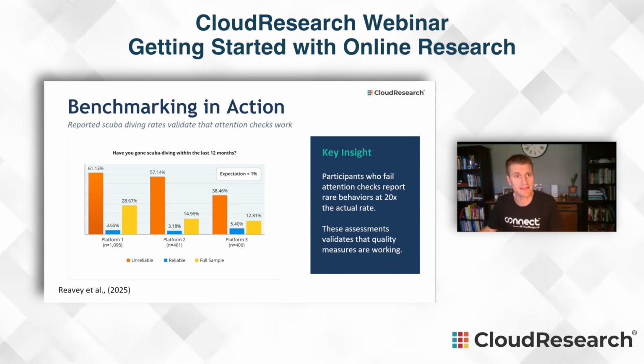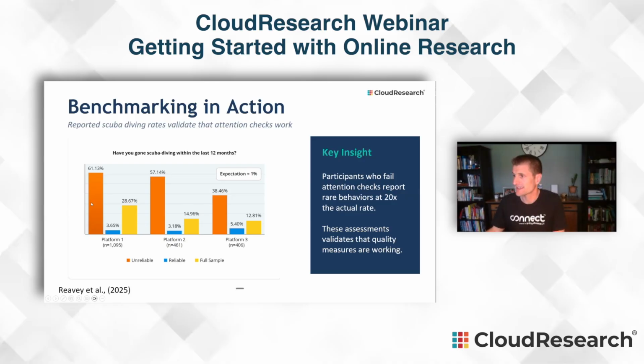And then this is just a quick illustration of that benchmarking principle that I was talking about. You can see here in this figure, we have 3 different platforms that we collected data from. Participants are marked as either unreliable or reliable based on whether or not they passed our yay-saying or attention check questions. So if people failed more than one of those yay-saying questions, they go into the unreliable group. If they pass them all or failed just one, they're in the reliable group. And you can see here the outcome that we're looking at is, have you gone scuba diving within the past 12 months? Overall, we know about 1% of people in the US population do that each year.